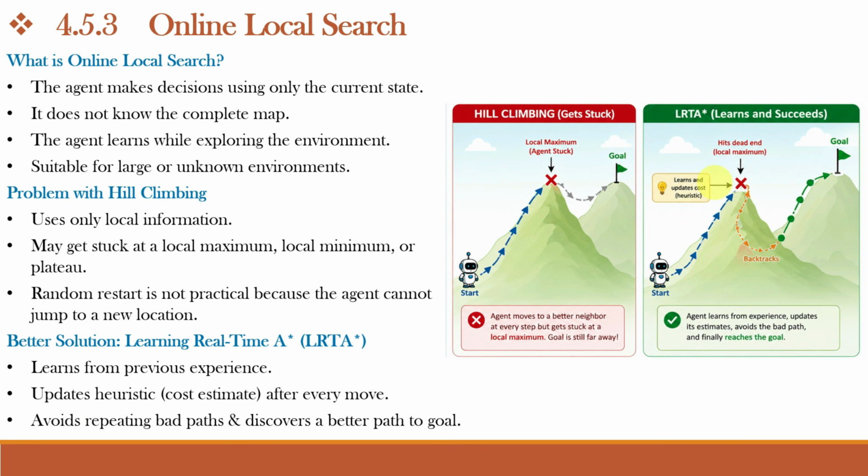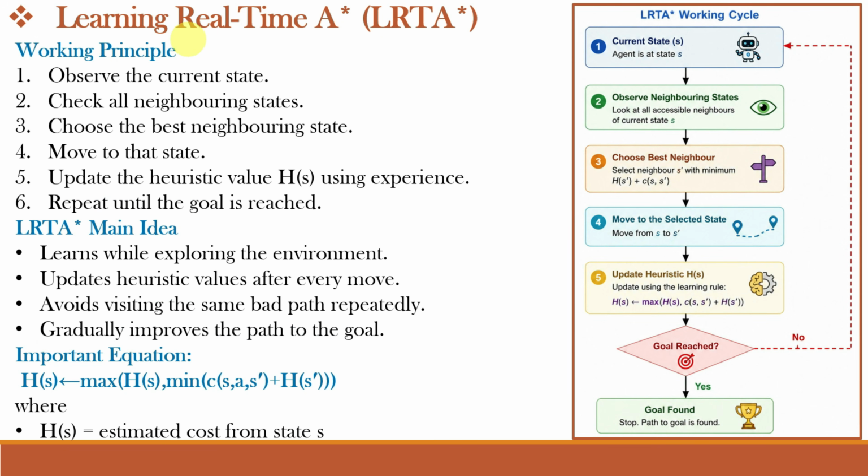Here, gradually the agent learns which paths are good and which paths are bad. Finally, it discovers a better path and reaches the goal. So unlike hill climbing, LRTA star improves its performance as it explores the environment. And this is why LRTA star is much better for online local search. Now let us understand the learning real-time A-star algorithm.